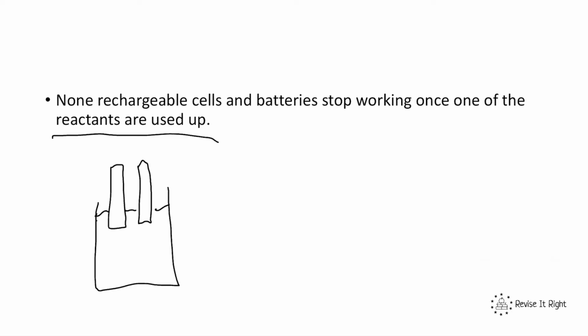The cell and battery have stopped working. So all the ions get used up and turned into products. Once this has happened, the reaction can't happen, so no electricity is produced. Now these products that are formed from the ions cannot be turned back into the reactants, so they can't be charged. The products that are formed cannot be turned back into the ions, and therefore we cannot recharge the cell.